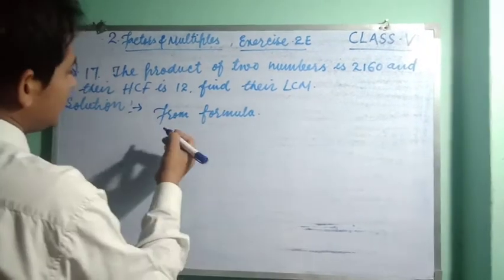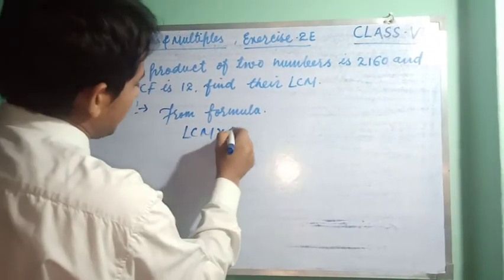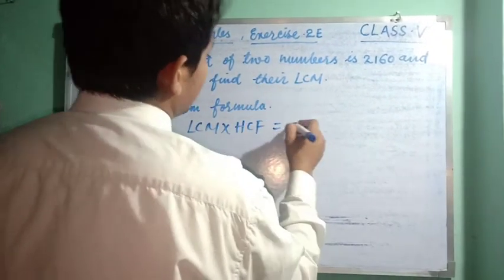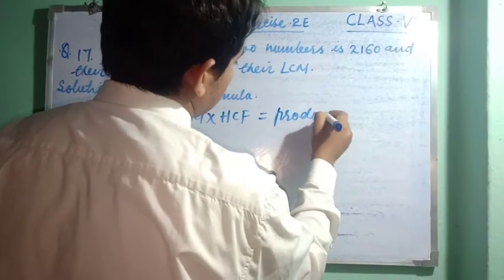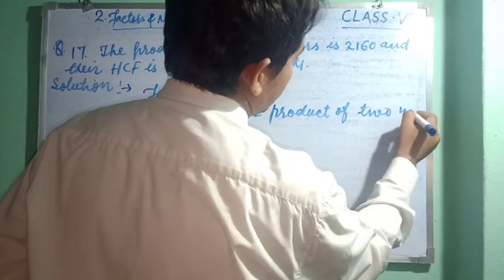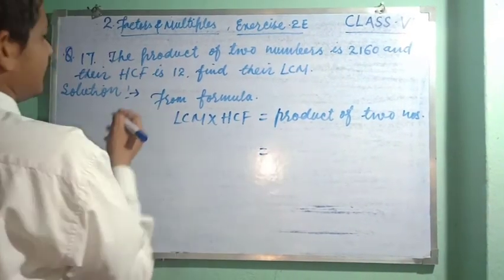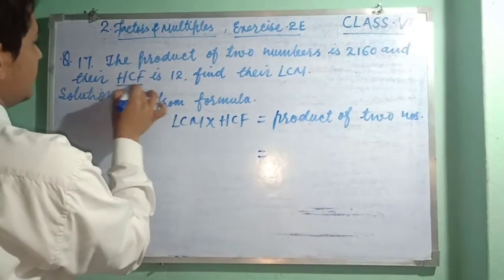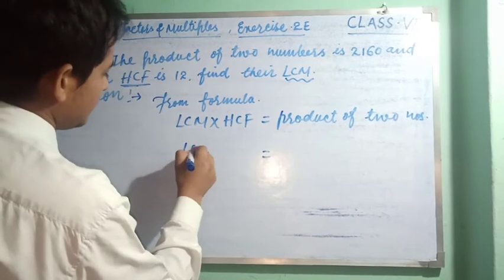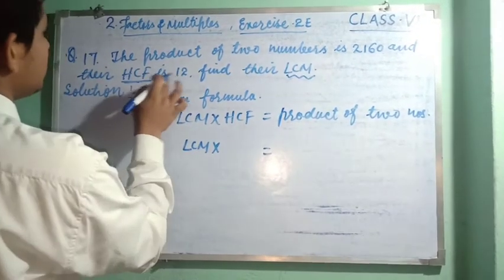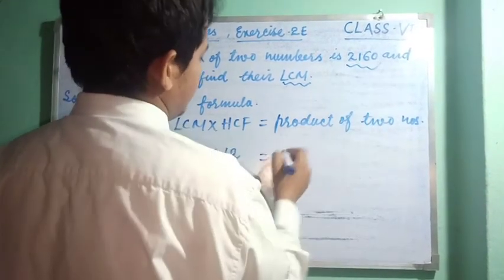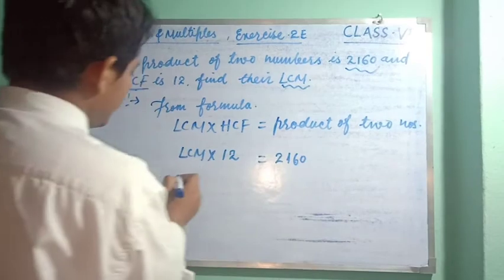From the formula we can write LCM multiplied by HCF is equal to the product of 2 numbers. Now here is the given. We have to find the LCM. LCM as it is, multiplied by HCF, which is 12, equals the product of 2 numbers, which is given as 2160, and we have to find the LCM.